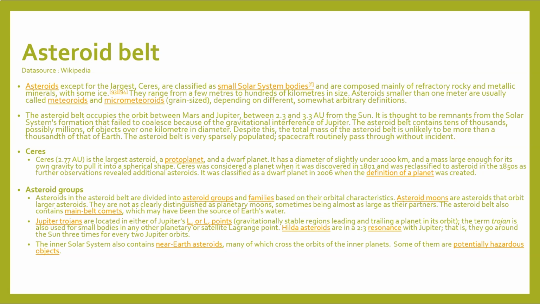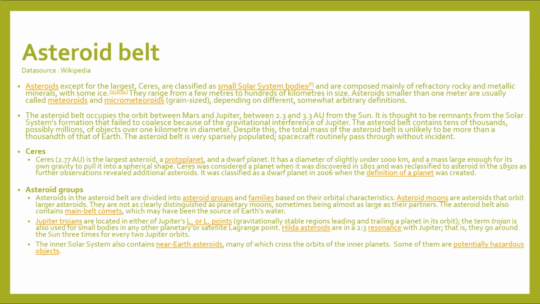So then there is the asteroid belt. Asteroids, except for the largest ones, are classified as small solar system bodies, and are composed mainly of refractory rocky and metallic minerals with some ice. They range from a few meters to 100 kilometers in size. Asteroids smaller than 1 meter are usually called meteoroids and micrometeoroids, with the grain size depending upon somewhat arbitrary definitions.